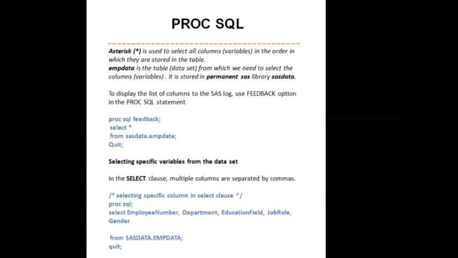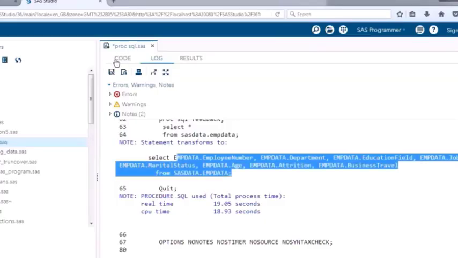With keep or drop, in a dataset option or a dataset statement, you only need to separate the variables by a space. But in PROC SQL, you need to separate them using a comma. So that's the syntax that we have. Let's see how we can do that.